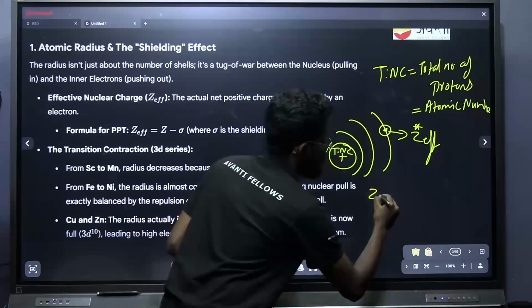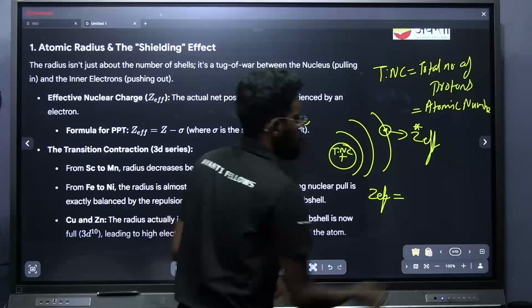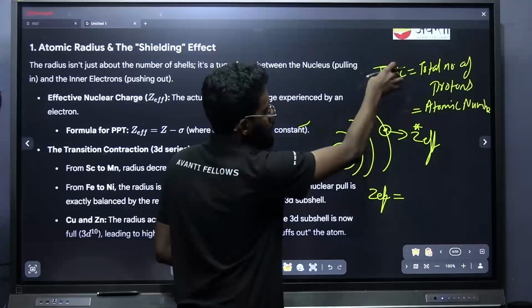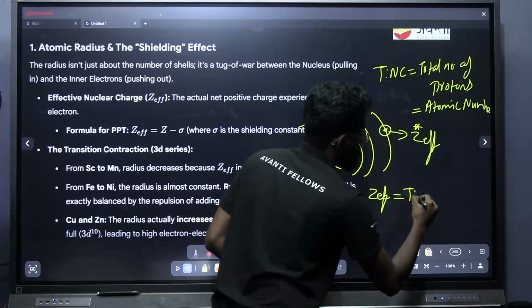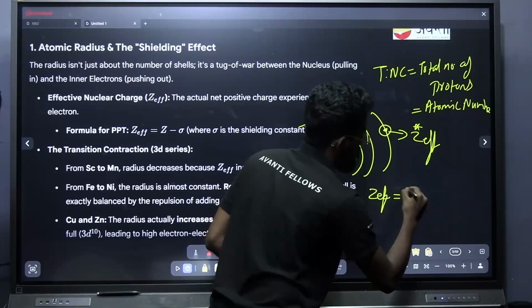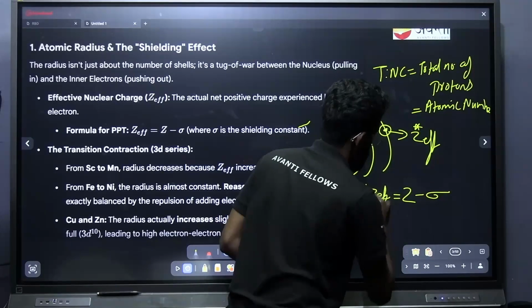And this Z effective will be equal to total nuclear charge minus the shielding. I can write it as atomic number Z minus sigma.